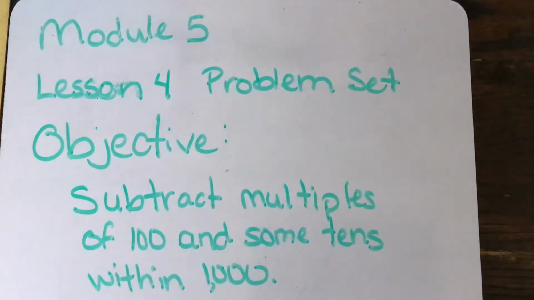Alright, friends, now it's time to work on Module 5, Lesson 4, Problem Set. You've watched the video. We've practiced subtracting using the arrow way. So our objective is now to show that we can subtract multiples of 100 and some tens within 1,000. Let's take a look at our problem set.